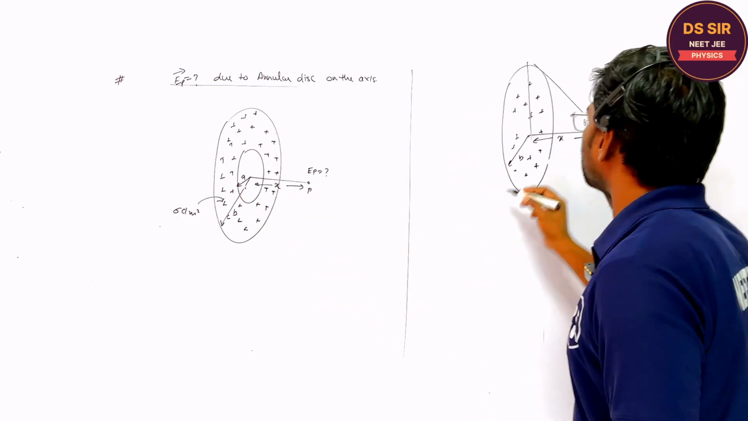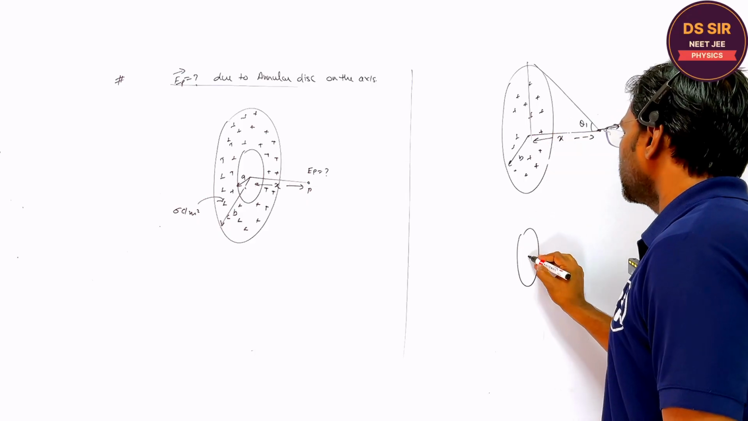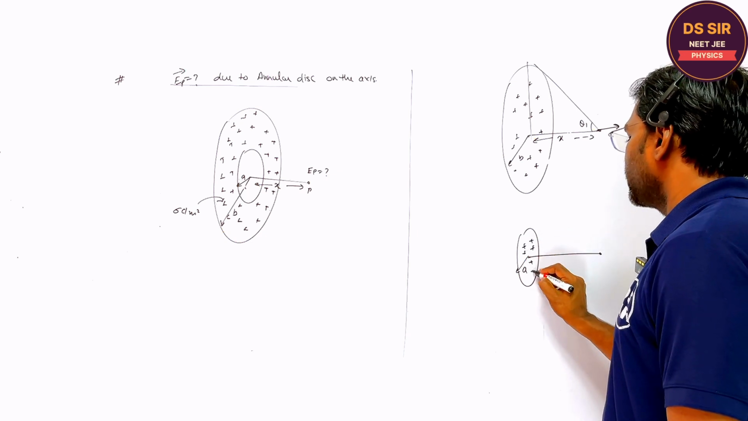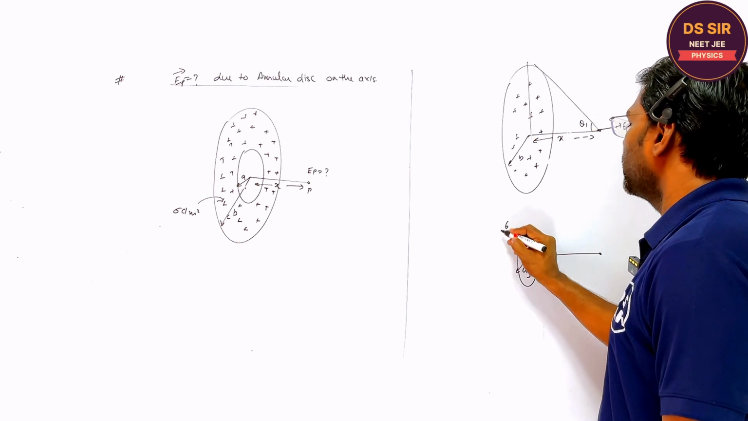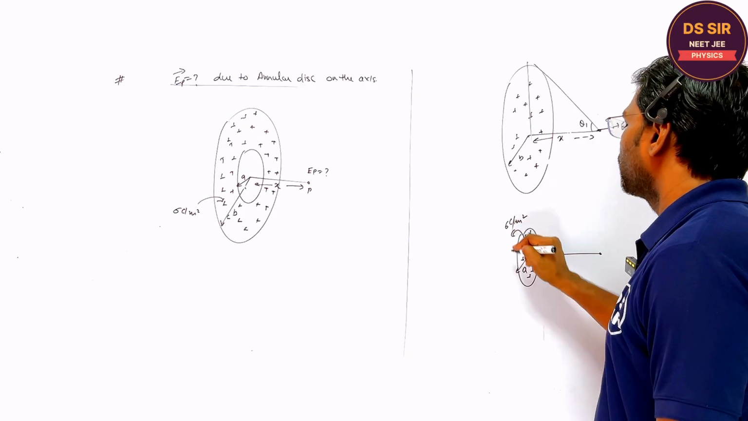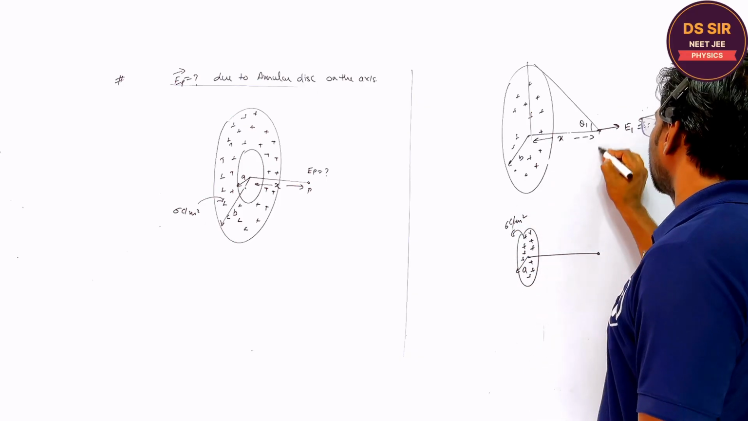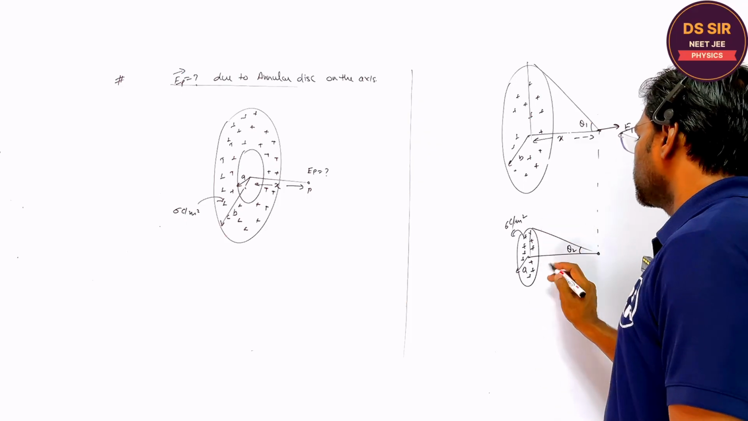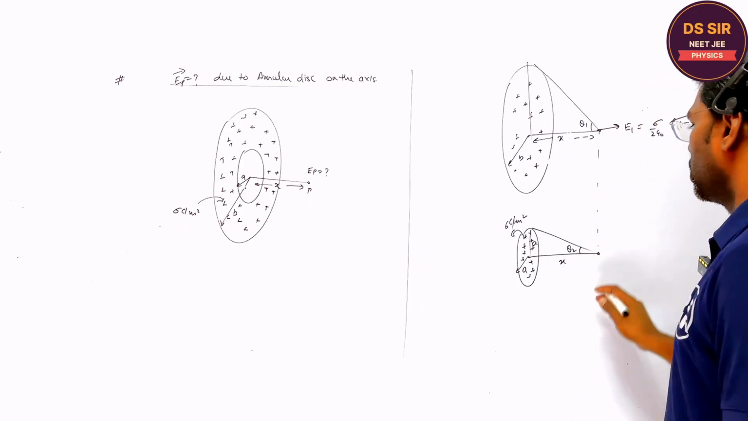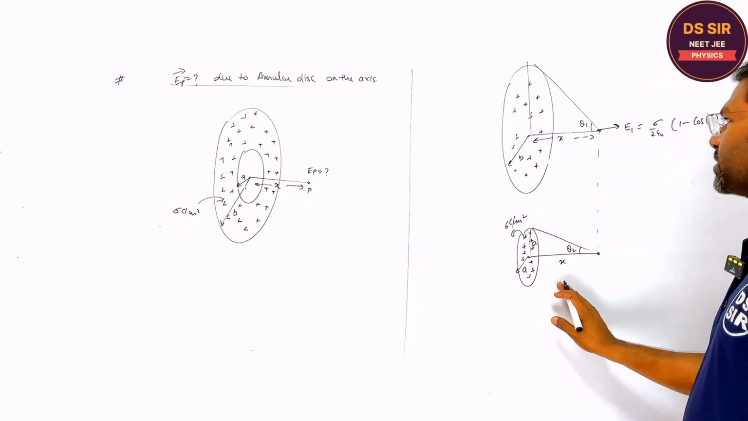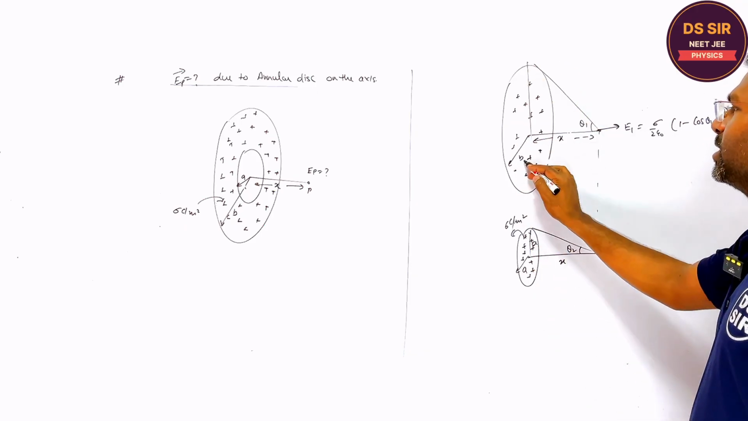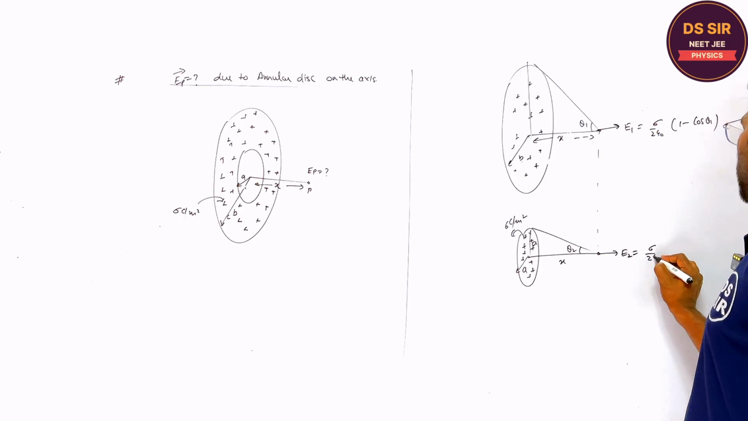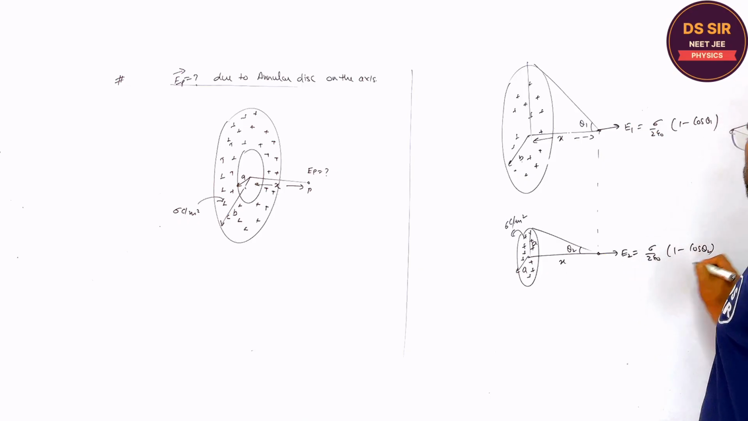Now, consider the small portion whose electric field is to be subtracted. The radius is A, and the surface charge density is again sigma coulomb per meter square. This is the point, and this angle is assumed to be theta 2. This distance is x, and this distance is A. This is a complete disk, and this is also a complete disk, with radius B and radius A. The electric field due to this is sigma upon 2 epsilon naught times (1 minus cos theta 2).